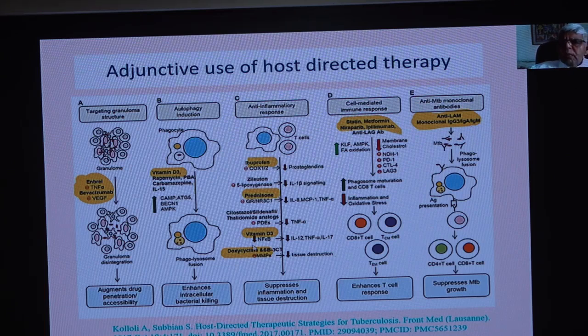I've told you about the anti-inflammatory response using corticosteroids. There is accumulation of lipids within the phagocytes, and statins are being tried now to eliminate those, which make the phagocytes rather sluggish in their activity. And then there are a variety of mechanisms to strengthen the formation of the phagolysosome. Phagolysosome formation is a critical mechanism by which MTB is destroyed in the majority of healthy people.